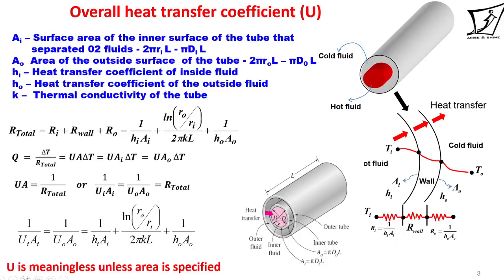So U is meaningless unless the area is specified. So I have to define whether I am taking U based upon either the inside area or the outside area of the inner tube.